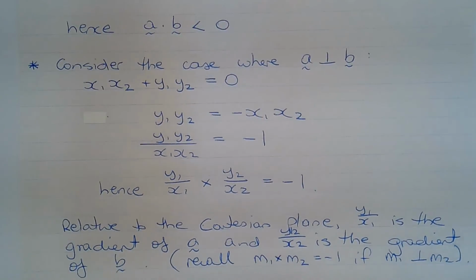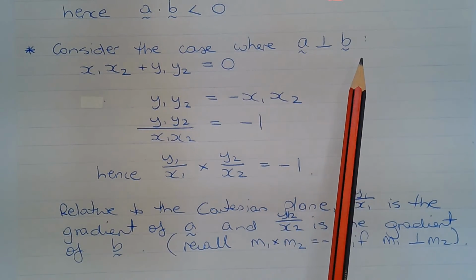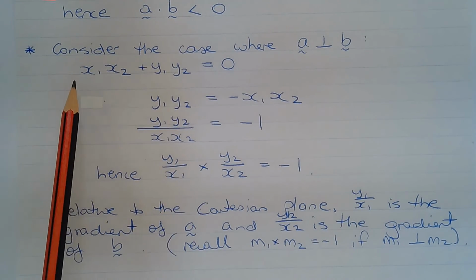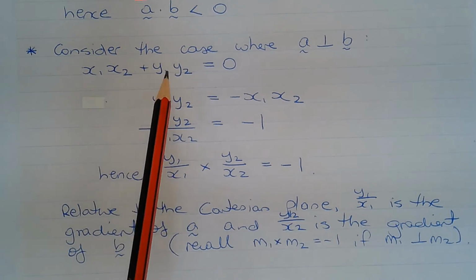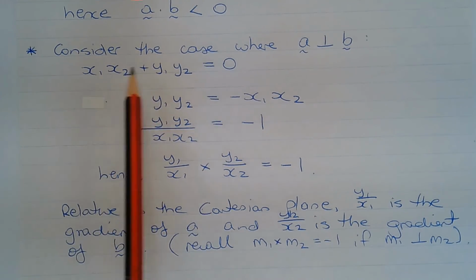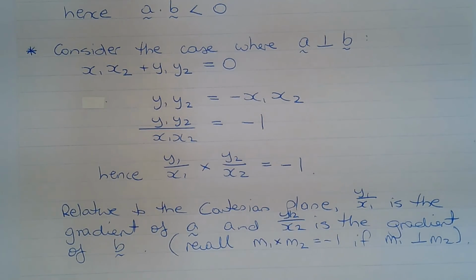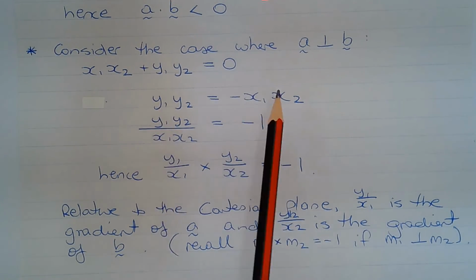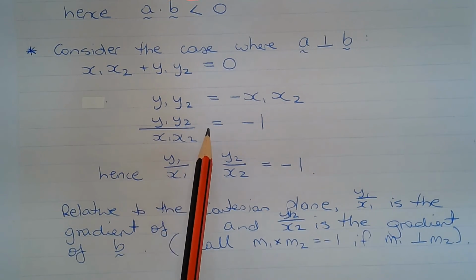We'll go back to the case where the two vectors A and B are perpendicular to each other. So using the dot product formula, x1 x2 plus y1 y2, if the two vectors are perpendicular to each other, the dot product will equal 0. So x1 x2 plus y1 y2 equals 0. Subtracting x1 x2 from both sides of the equation, we have y1 y2 is equal to negative x1 x2. And dividing both sides of the equation by x1 x2, we have y1 y2 over x1 x2 is equal to negative 1.